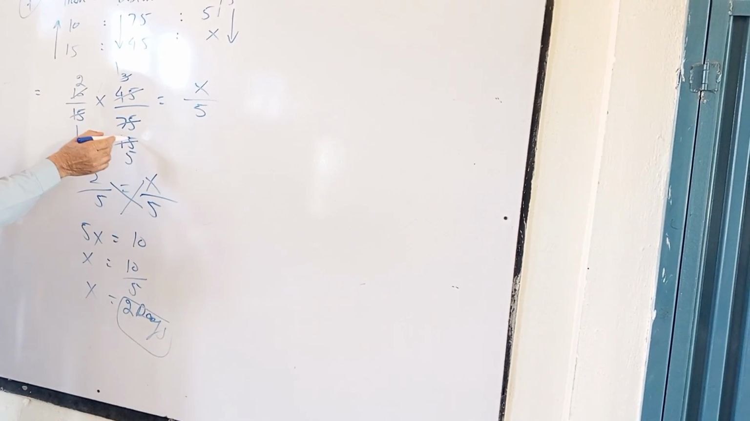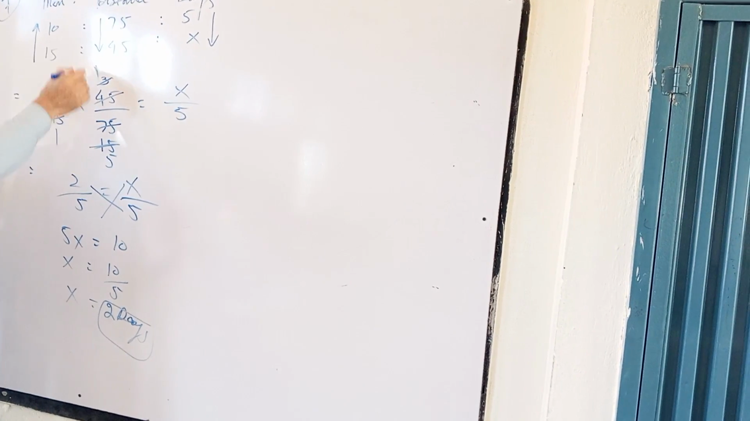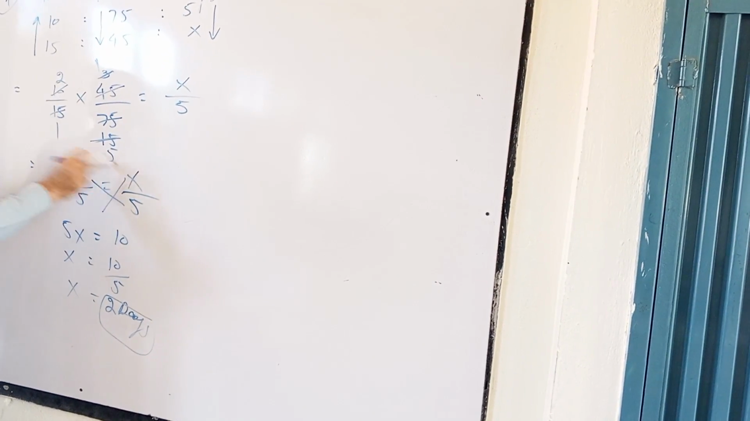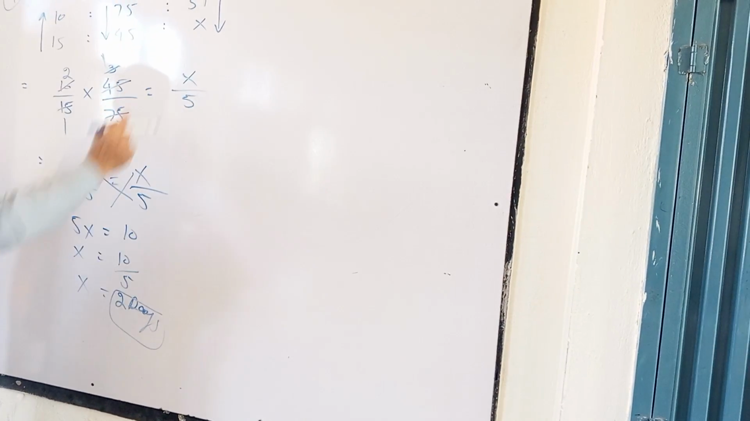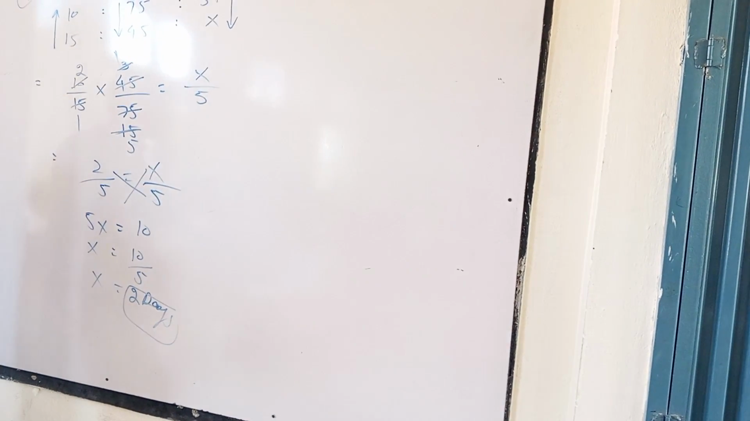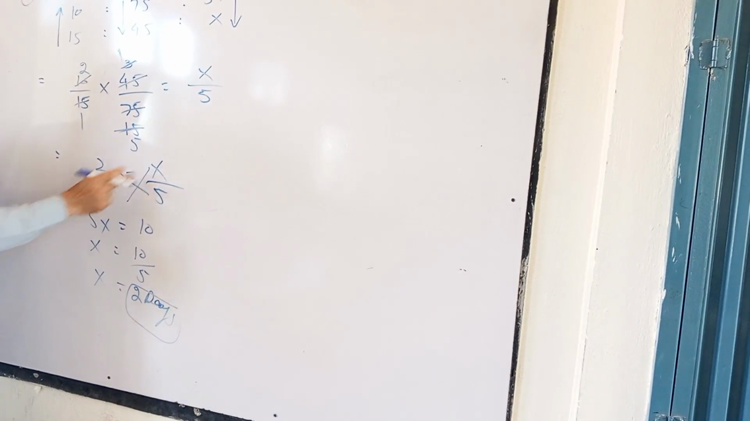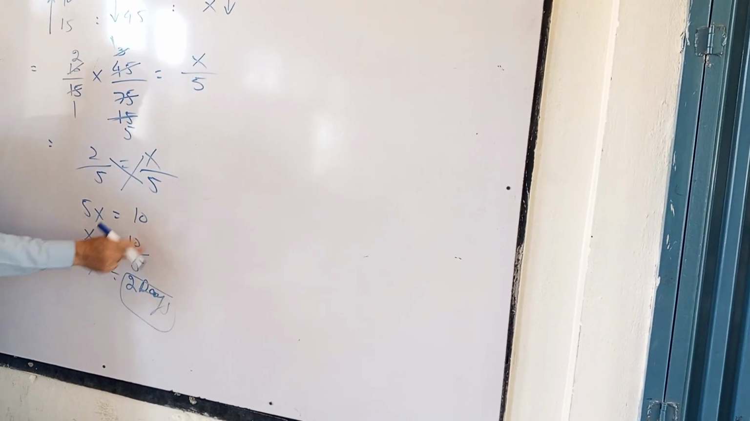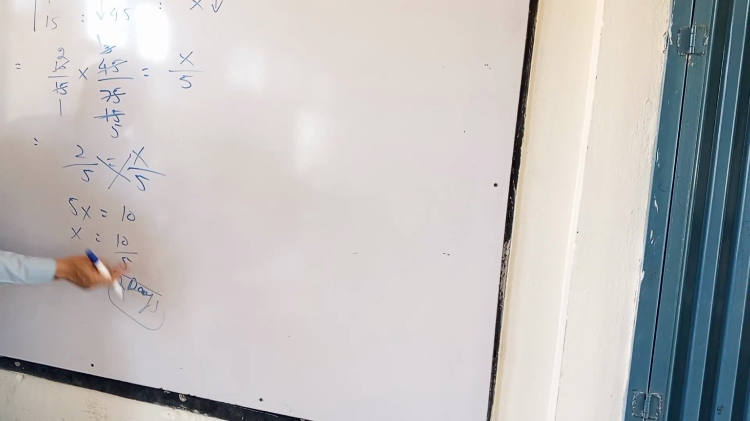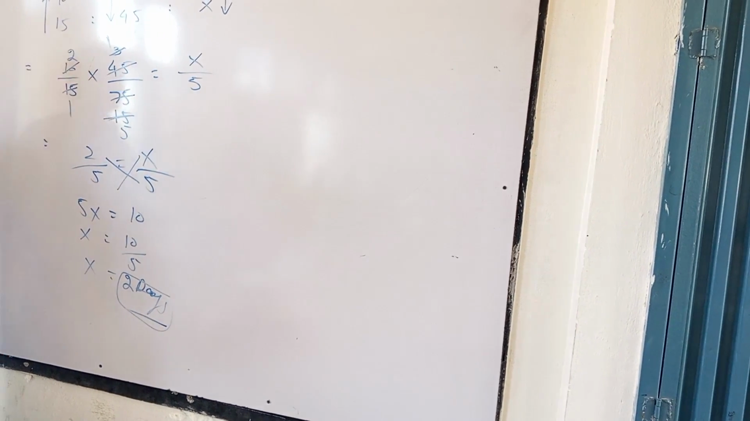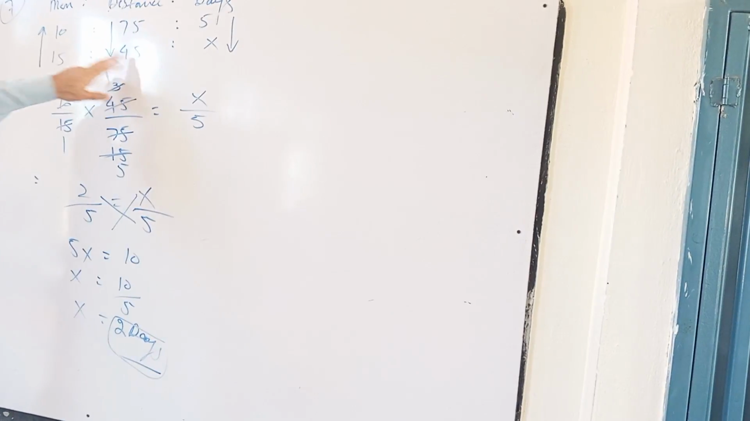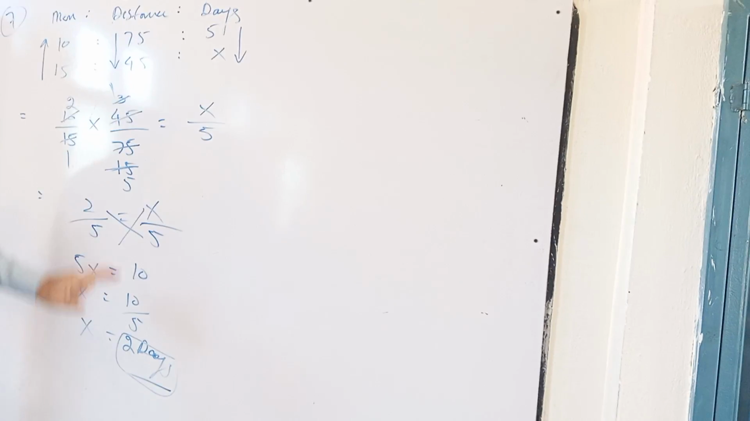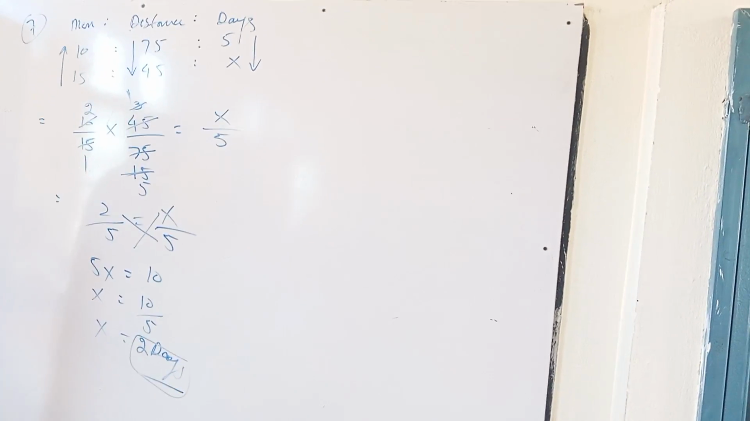So 15 times 5 is 75, and 3 times 1 is 3 and 3 times 5 is 15. So 2 over 3 equals 1 over 5, which is x over 5. By cross multiplication, 5x is equal to 10, or x is equal to 10 divided by 5, and 5 times 2 is 10. It means that for a 45 kilometer road, 15 men will complete it in 2 days.